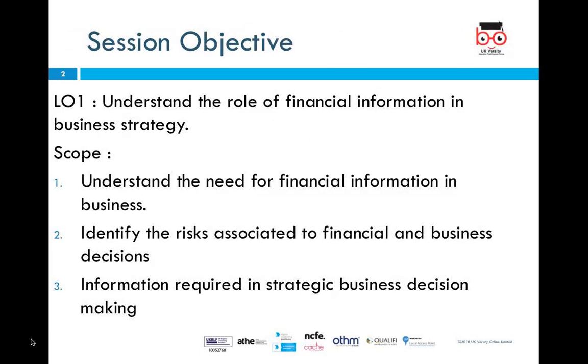The session objective today is the role of financial information, which is called financial data, in our business strategy. That's the main learning outcome of Finance for Strategic Managers, unit 7. The scope of the session is to understand the need for financial information in business, identify the risks associated with financial and business decisions, and justify the information required in strategic decision making.